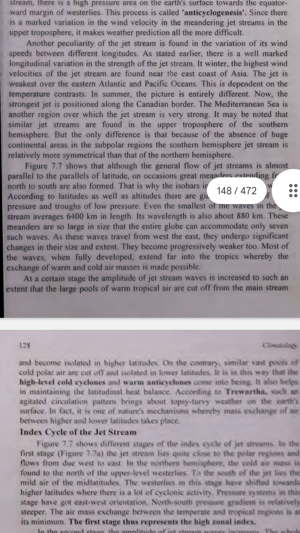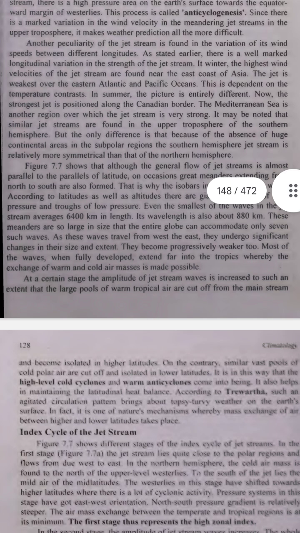In winter, the fastest part of the jet stream is found near Asia's east coast. This is because there's a huge difference in temperature between the cold land and the warmer ocean. Over places like the Atlantic Ocean and the Pacific Ocean, the jet stream slows down because the temperature difference isn't as big. But when summer comes, everything changes. Now, the fastest jet streams are near the Canadian border and above the Mediterranean Sea.